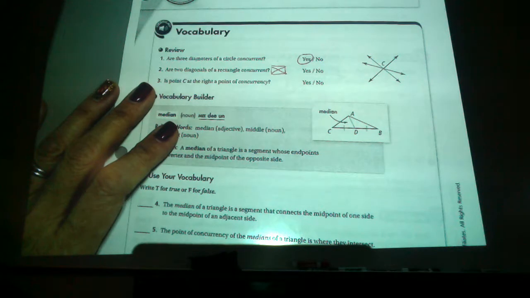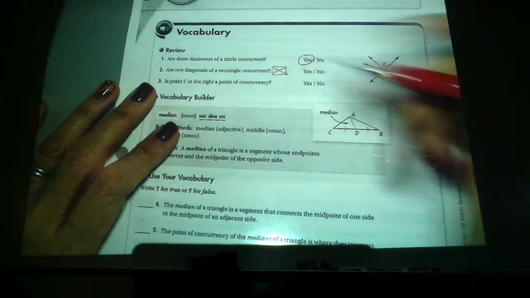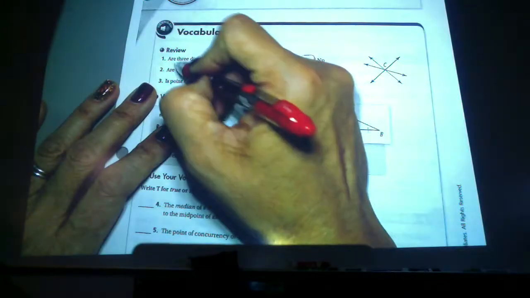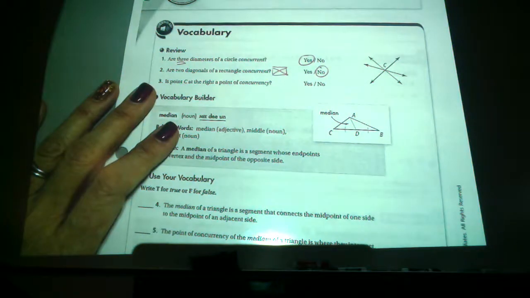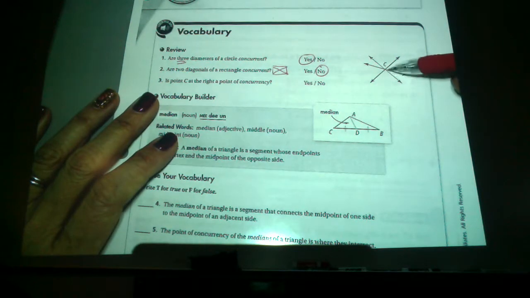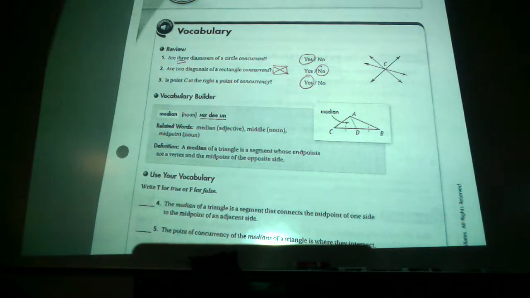What is the definition of concurrent lines? 3 or more lines that intersect in the same place. This is not 3 lines. So therefore the answer is no, because it's not 3 or more lines. When they said 3 diameters of a circle, that's why those were concurrent. They all intersect at the center of that circle. Is point C at the right a point of concurrency then? Yes. It's 3 lines.